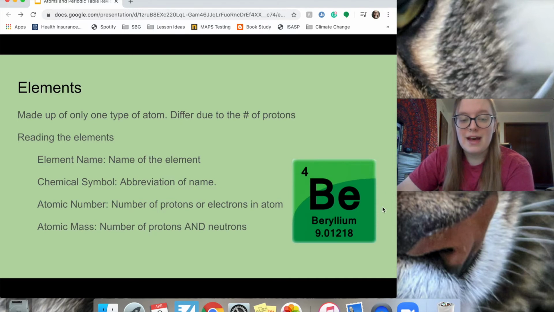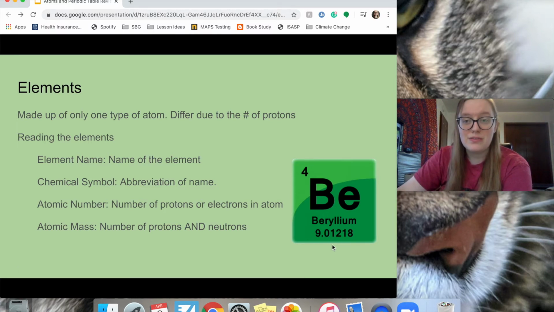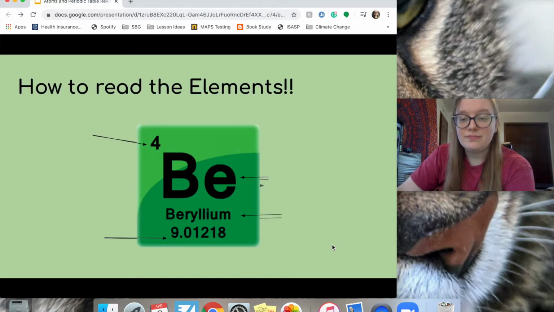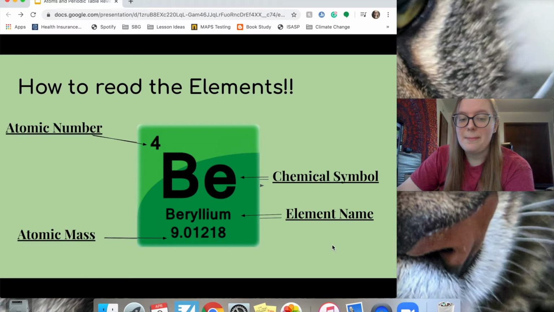And then our atomic mass down here, that is the number of protons and neutrons together. So remember, when we're looking at this, it's not going to be a whole number, so you need to do some rounding in order for it to be a whole number. It'll make our math easier when we're determining each of those elements. So, kind of like what we just talked about, atomic number is in the top left-hand corner. Chemical symbol for beryllium is Be. Element name, beryllium. And our atomic mass in this one is 9.